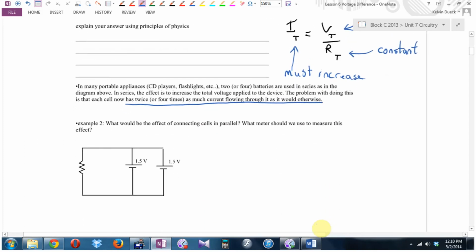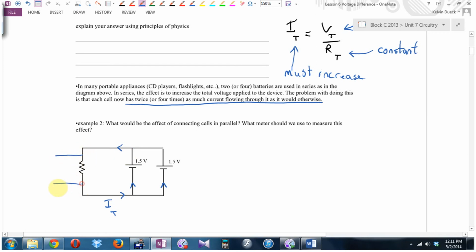What if we connected them in parallel? Well, what we're saying is the current, here's total current, but then it splits up. Some go through the first battery, the first chairlift. Some go through the second battery, the second chairlift. And then they meet up here. What's the total voltage? What's the total height of this mountain, of this circuit? 1.5 volts. In fact, if you wanted to measure the voltage, I wrote here, what meter would we use to measure this effect?